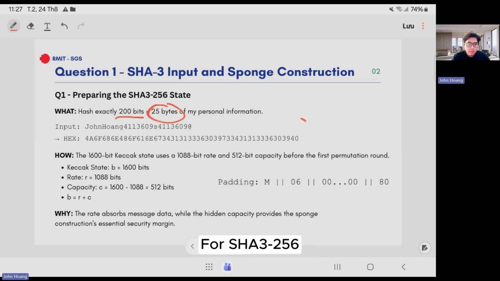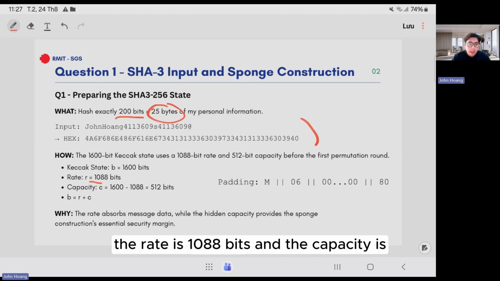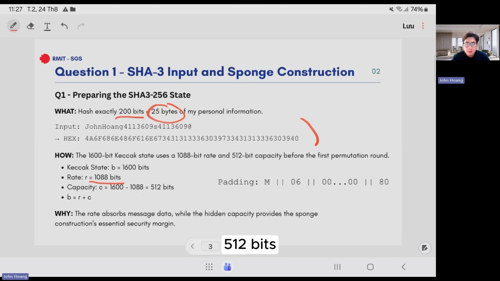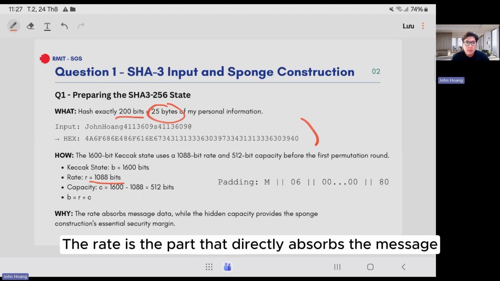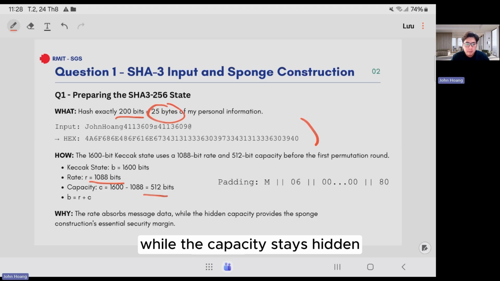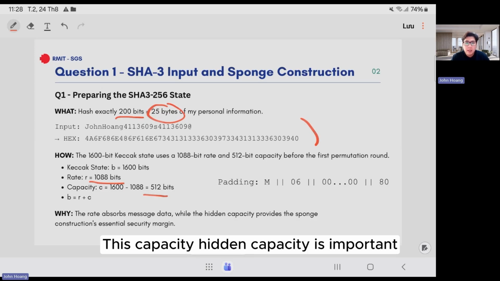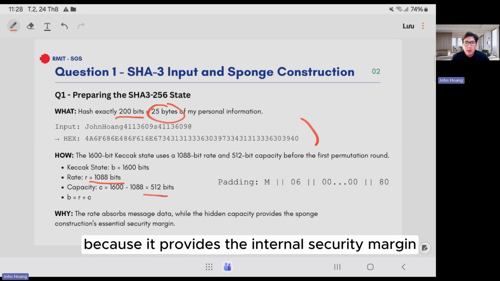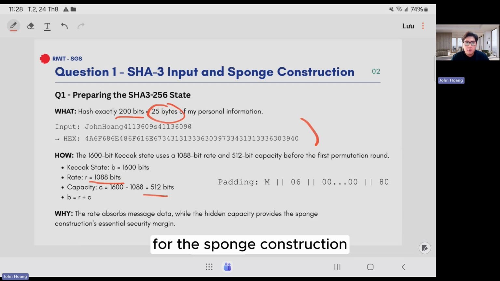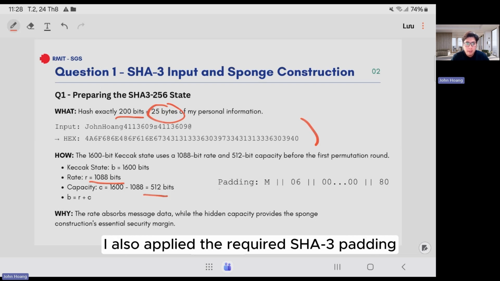But for SHA-3 256, the rate is 1,088 bits, and the capacity is 512 bits. The rate is the part that directly absorbs the message, while the capacity stays hidden. This hidden capacity is important because it provides the internal security margin for the sponge construction. I also applied the required SHA-3 padding before starting the first permutation round.